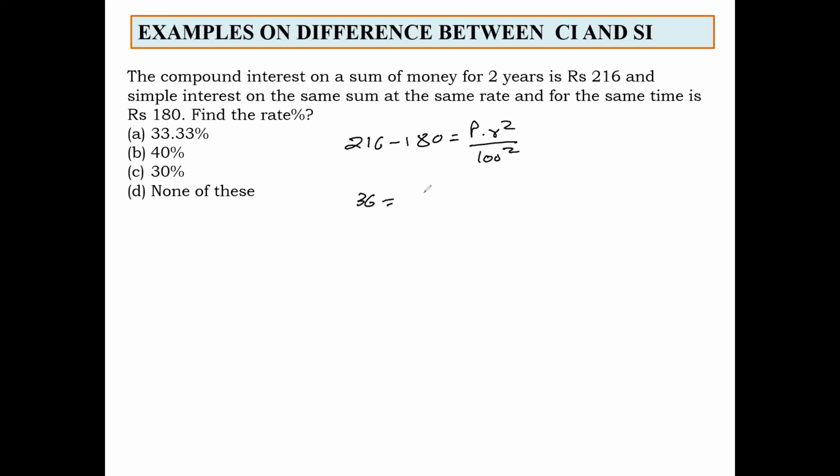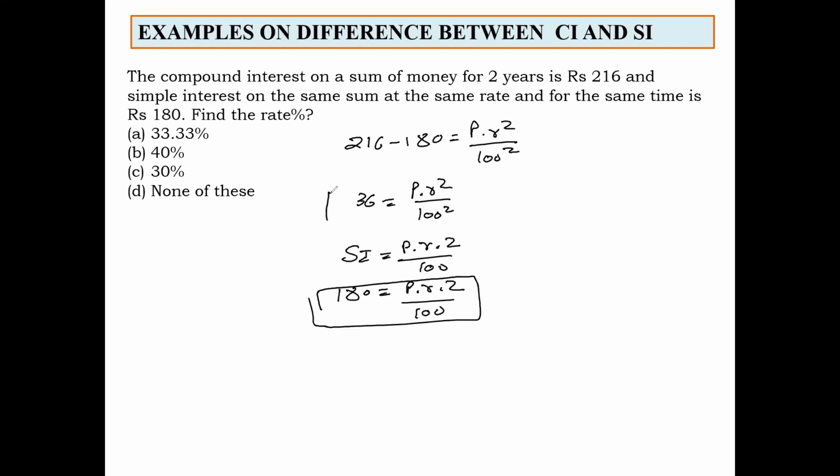Therefore, 36 is equal to P into R squared upon 100 squared. And then we need another formula because there are two variables, principal and rate, both missing. So where do we get the second formula? The second formula will be the formula for simple interest. Simple interest for 2 years is P into R into 2 upon 100. Simple interest is given as 180, and therefore P into R into 2 upon 100 is 180. So from here we get one equation in P and R, and here we get another equation in P and R. We can solve the two equations to get the answer. But as I was saying, in this case, probably comparing SI and CI will be a better option.